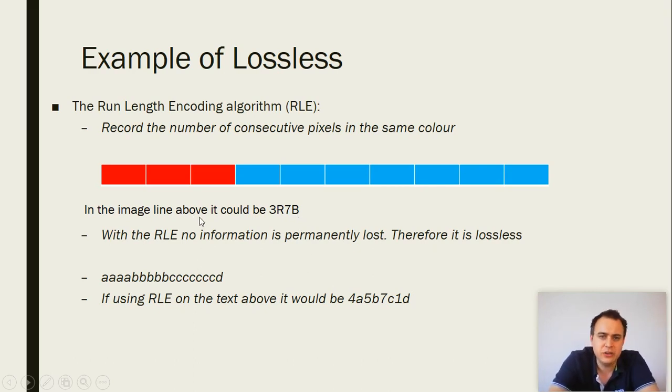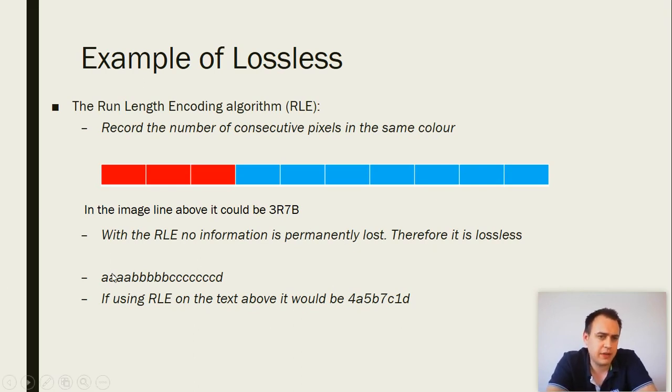With RLE, no information is permanently lost, therefore it is lossless, because when you want to decompress this line in the image, you just go, oh right, okay, I need 3 reds and 7 blues in a row, done. Nothing's lost, nothing's changed, you haven't lost anything at all, that quality has been retained.